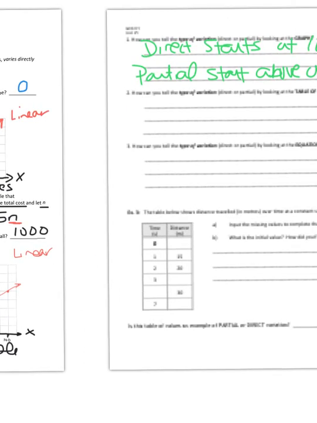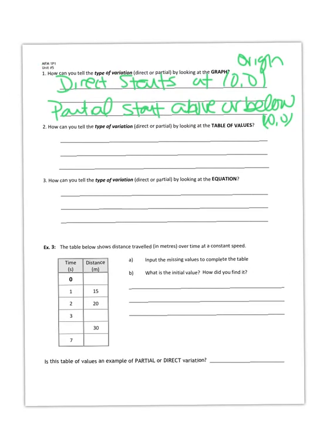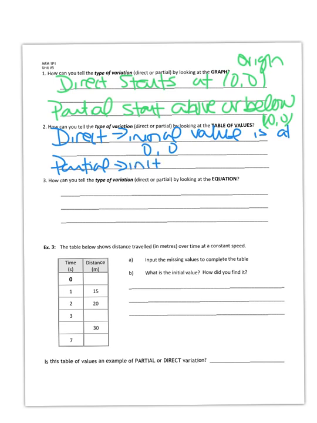So let's write that down. Okay, so we have direct, initial value is at 0, 0, and then partial, sorry, my writing is really messy on this, it's hard to do it with the pen I'm using. So initial, it's not picking up everything I'm writing. Initial value is not 0.